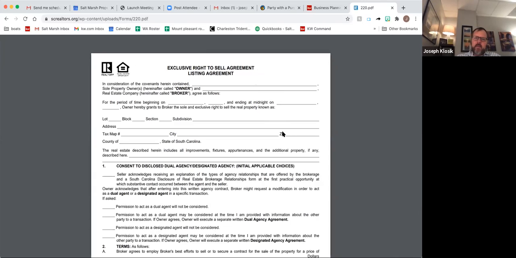Okay. All right, so give me a thumbs up if what you see in front of you is the listing agreement, Form 220, and the shared screen. Okay, good. All right, so I'm going to walk through this, and this is going to give us an opportunity to talk about some things that we're seeing and how to handle them.